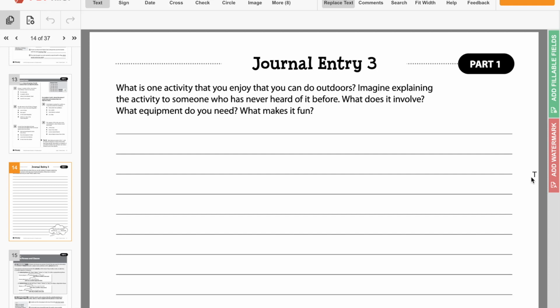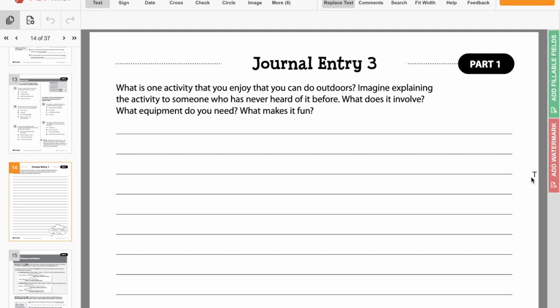of thing. So here it asks you, what is one activity that you enjoy that you can do outdoors? Imagine explaining the activity to someone who has never heard of it before. What does it involve? What equipment do you need? What makes it fun? So what you need to do here is describe this to a point where if I've never heard of it before, by the time I'm done reading this, I could do that activity all by myself.